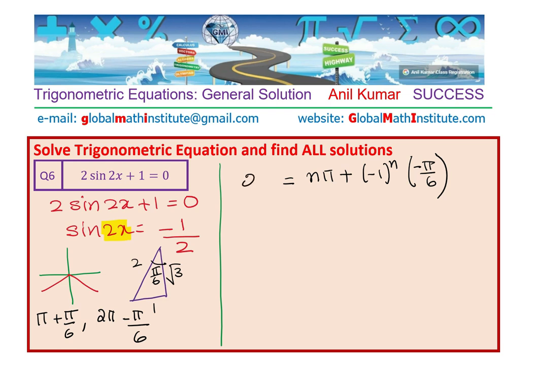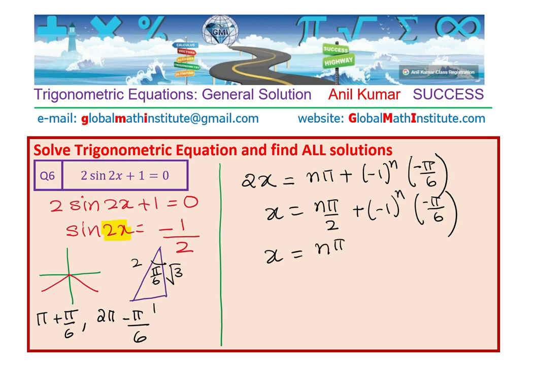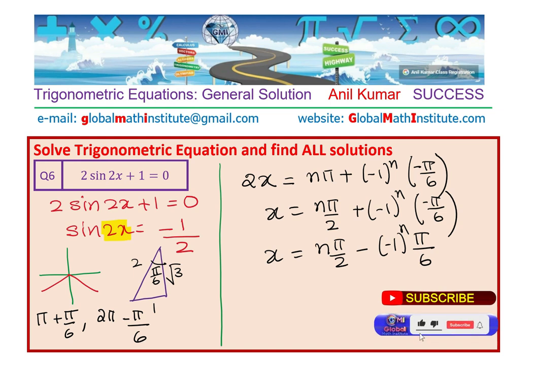And the angle is 2x. For x, we are going to divide by 2, right? So we have n pi by 2 plus minus 1 to the power of n times minus pi by 6. Well, some of you must have by now noticed that I could have written minus here, right? x equals n pi by 2 makes sense, minus 1 to the power of n times pi by 6. No harm. So you could write like this. Even the previous answer, you could have written like this.